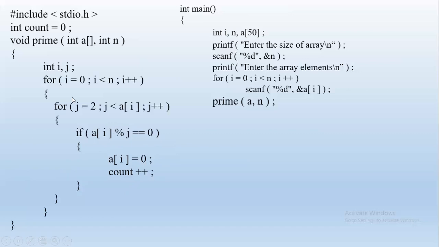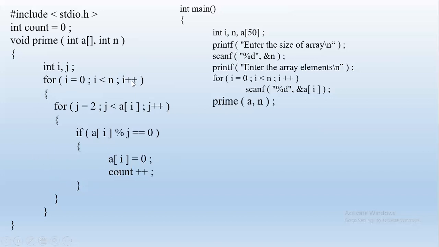Come back. Now we have to check while j is less than a of i. So note the condition: when j increments again, it becomes 3. Is 3 less than a of i, which is 3? No. So this for loop completes. Now i has to change. The first element, a of 0, is 3, and it does not change because 3 is prime.